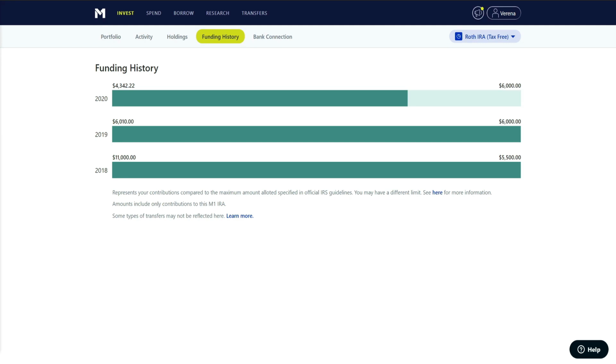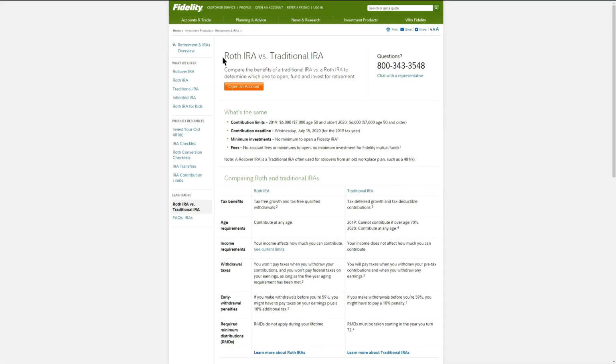So if you head over and check out the IRS website or just any other website, for example here I pulled up Fidelity, the Roth IRA and traditional IRA both have contribution limits for 2019 and 2020 of $6,000 if you are age 50 and below. And if you are 50 and older, you are able to contribute $7,000. And of course, the deadline has been extended. So currently up until July 15th, 2020, you are still able to contribute towards your 2019 contributions.